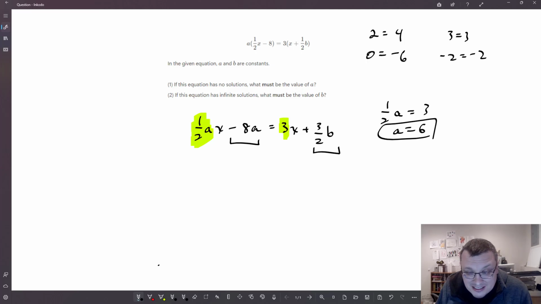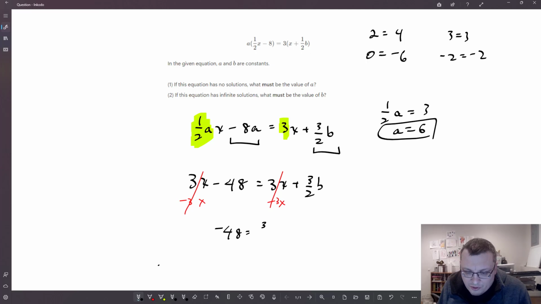And just as a test, let's plug that 6 in for a. So 1/2 times 6 is 3x minus 48 is equal to 3x plus 3/2 b. And again, we'll deal with this term in a moment. But regardless of what's going on with that term, notice when I subtract 3x from both sides, cancel, cancel, I'm left with negative 48 equals 3/2 b. And what happens from this point on depends on the value of b. And this is where the second question comes in.